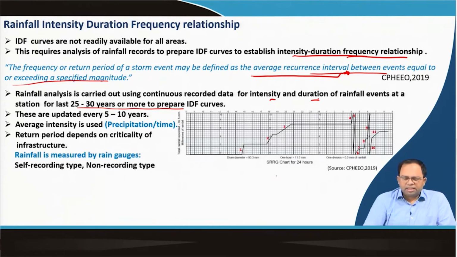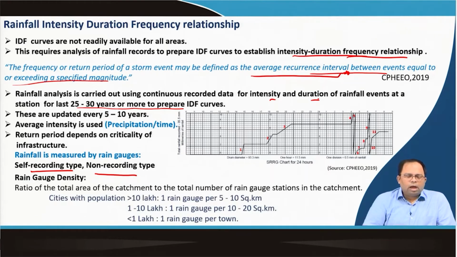Rainfall is measured by rain gauges, mostly self-recording type, and there are also non-recording type rain gauges, but usually we use self-recording ones, which measure both the intensity and duration. Here you can see the graph on which this record is made. This line measures the total rainfall recorded, and based on this we can determine the intensity.